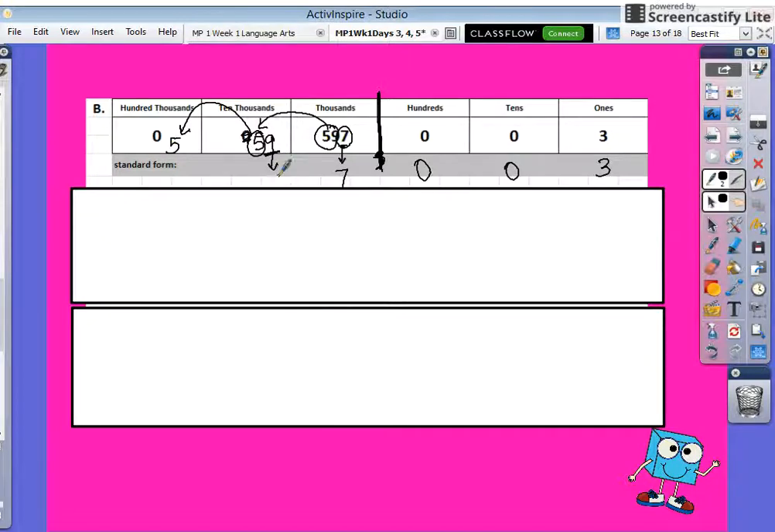So then this 9 represents 9 10,000s or 90,000s if we were to find the value. And then this 5 is 500,000. So if we were to write this in standard form, we would say, and this is for B, 597,003.